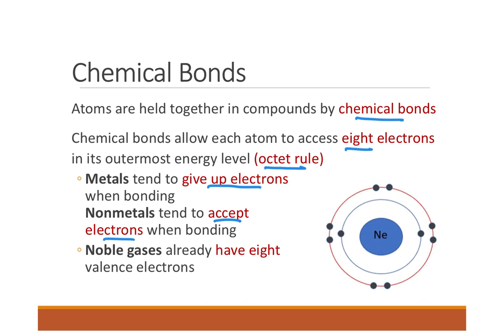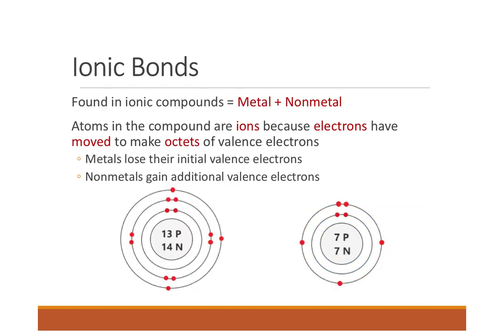Now, of course, the noble gases, other than helium, already have 8 electrons, and so they are less likely to want to bond, and that's why your noble gases don't really react with anything else. So ionic bonds are found in ionic compounds. And ionic compounds, you have learned, are formed when a metal and a non-metal atom come together, at least one of each. The atoms that make up this compound are ions, which is why we get the word ionic.